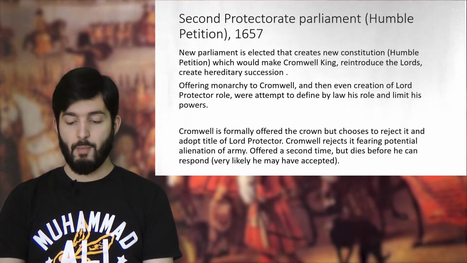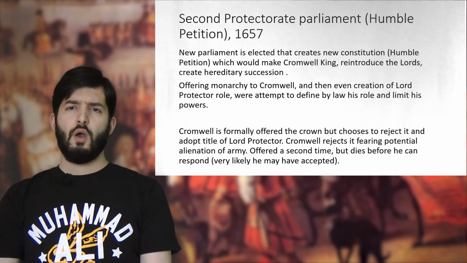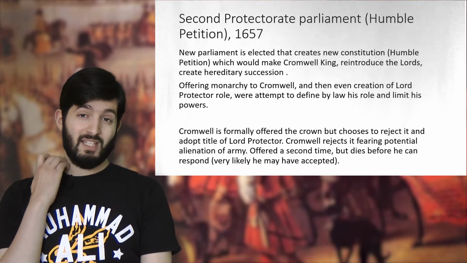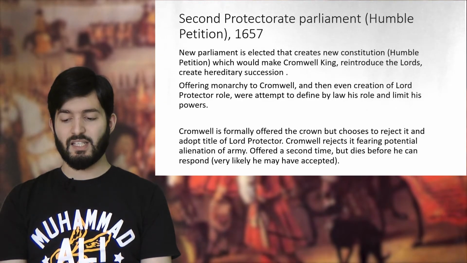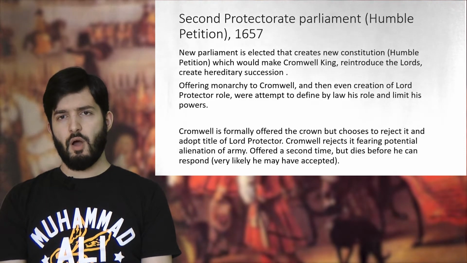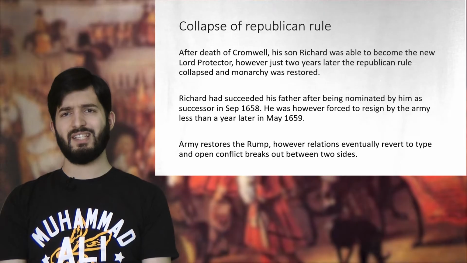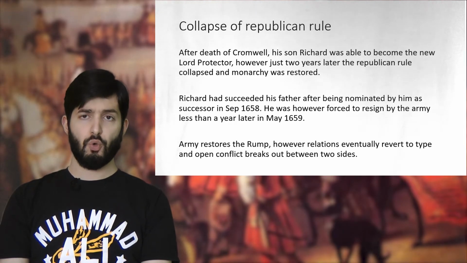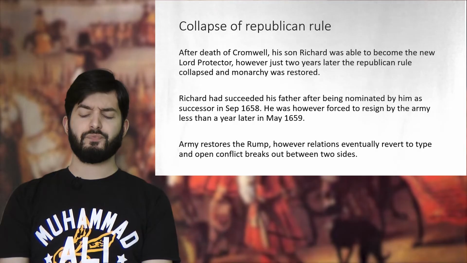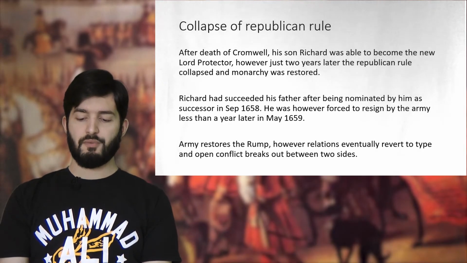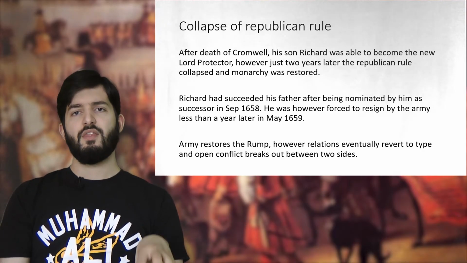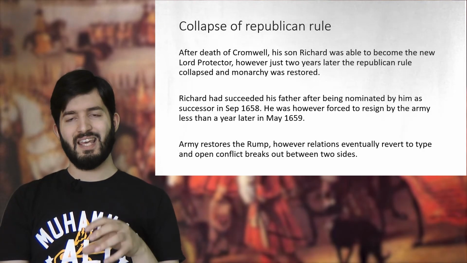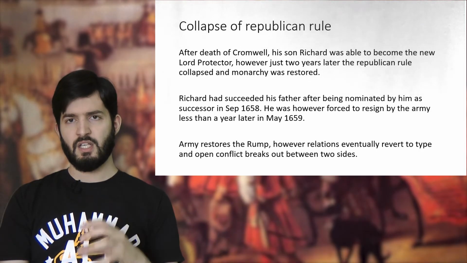Or maybe we have rebellion by the army, who knows? And so Cromwell dies without having accepted the monarchy. And so his son Richard is basically placed as his successor and becomes the new Lord Protector. However, at this point, Republican rule collapses very quickly and disintegrates into anarchy shortly after this point. So Richard succeeds his father after being nominated by him as the successor in September 1658. However, the army forced him to resign less than a year later in May 1659.